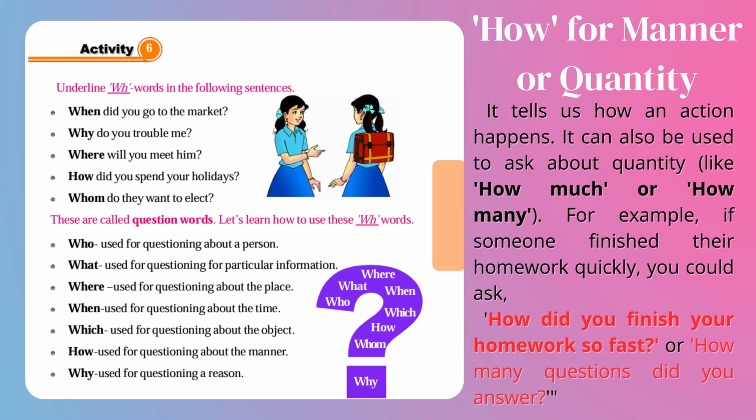How is for manner or quantity. Now, how? How is used for questioning about the manner or the way something is done. It tells us how an action happens. It can also be used to ask about quantity, like how much or how many. For example, if someone finished their homework quickly, you could ask, how did you finish your homework so fast? Or how many questions did you answer? Like this.